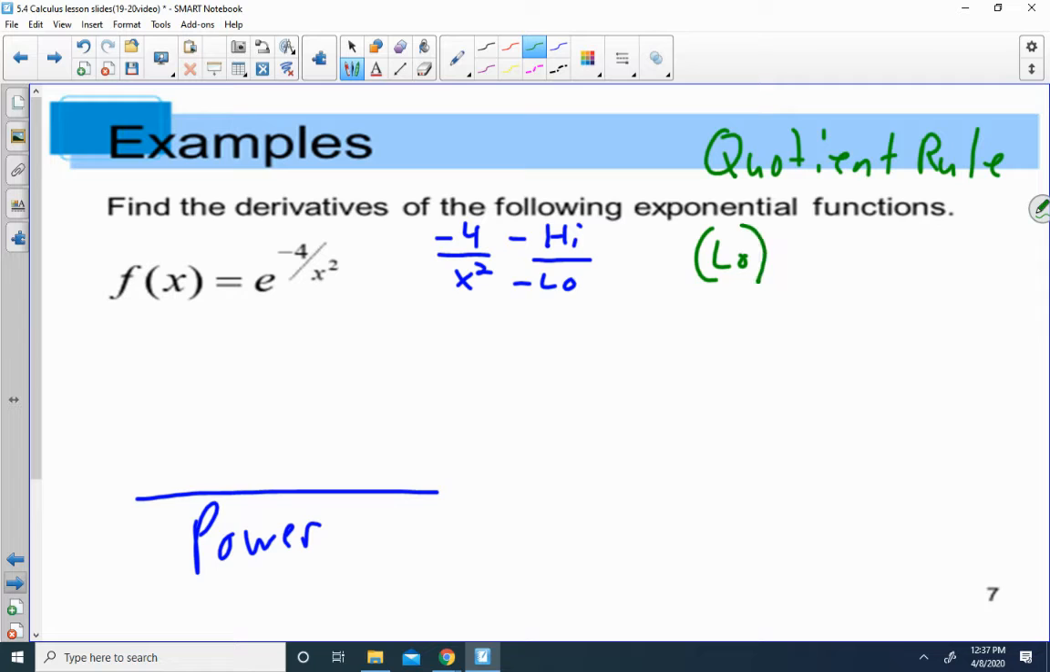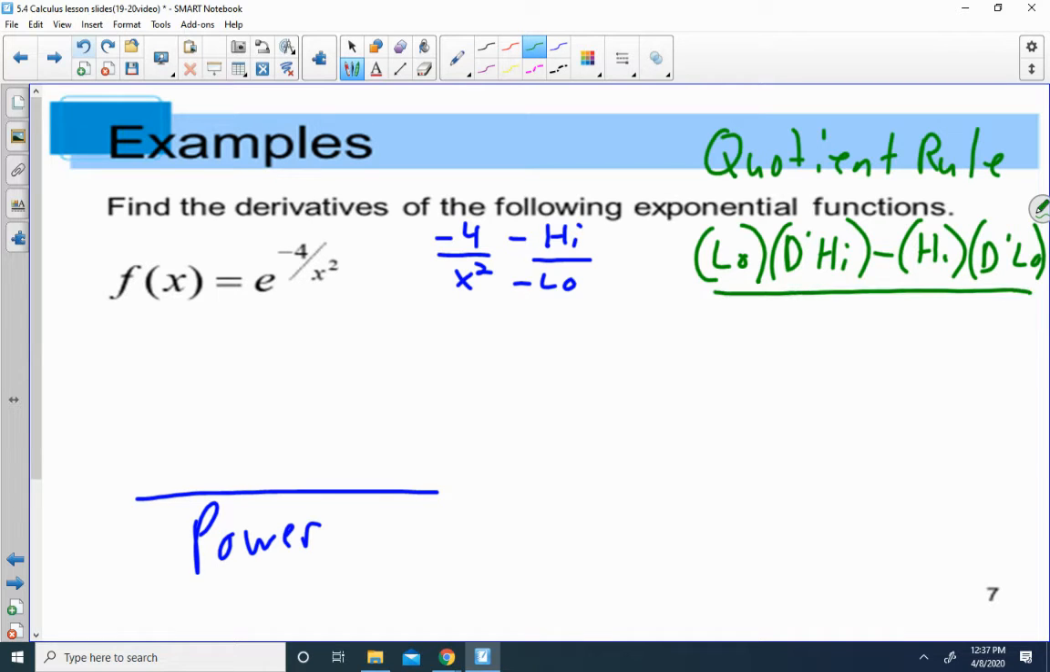First, you have to do the low times the derivative of the high, minus the high times the derivative of the low, and then the bottom squared. So let's go ahead and do that over here for the power.